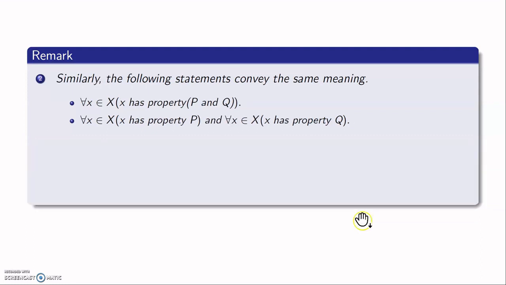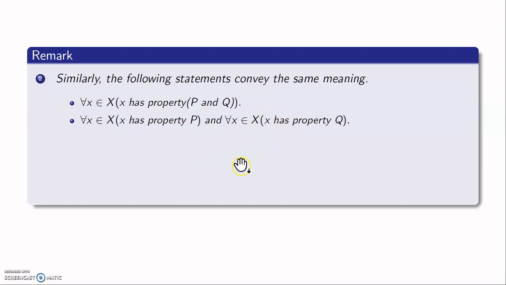Alright. In the same way, these two also convey the same meaning. For all x in X, x has property P and Q. So every point x in X has both the properties P and Q. And the second one says, the first one says all the points in X have property P and Q. Okay. And the second one says all the points in X have property P and all the points in X have property Q. So these two convey the same meaning.